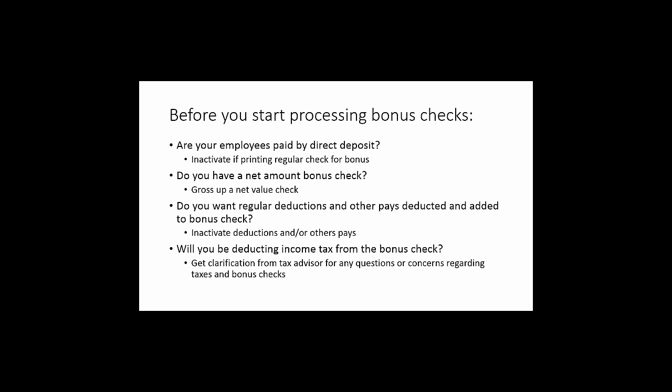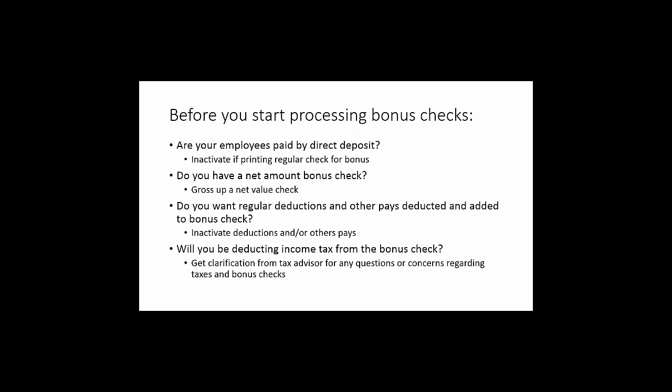Also, if you have decided that you will not be deducting income tax from the bonus check, then again, get clarification from your tax advisor. Make sure that you get the best tax advice. Then if you need to zero out the income tax, just simply go in, calculate the time card using automatic payroll calculation, go into the manual payroll calculation, select the taxes button and zero out the income taxes, then print your payroll check.